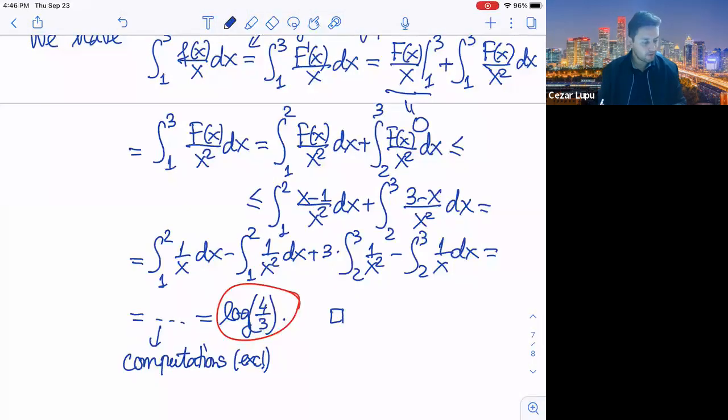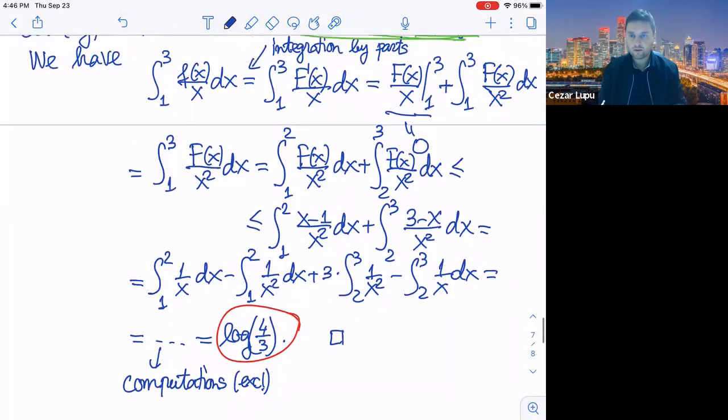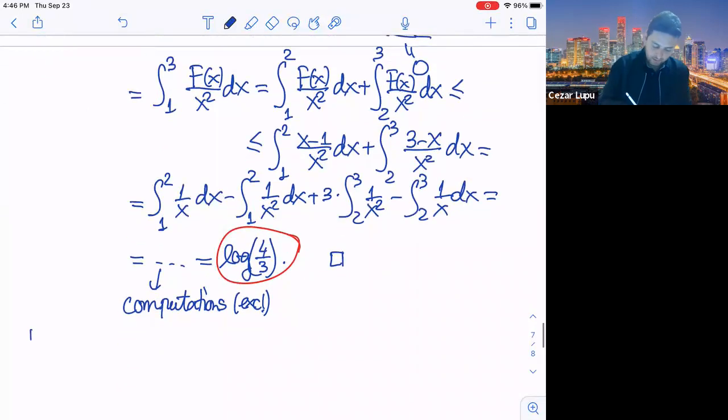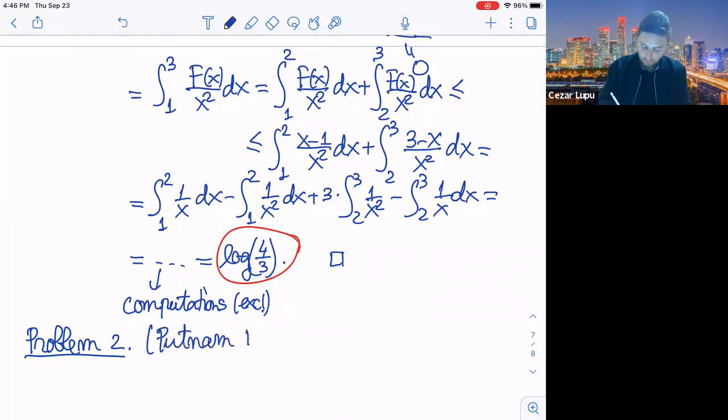The second problem that I want to do is another Putnam problem. So let's see, problem 2. This is an older Putnam problem. I saw it as a preliminary exam problem in many universities. But anyway, this was a Putnam B4 in 1973. The problem has the following statement.